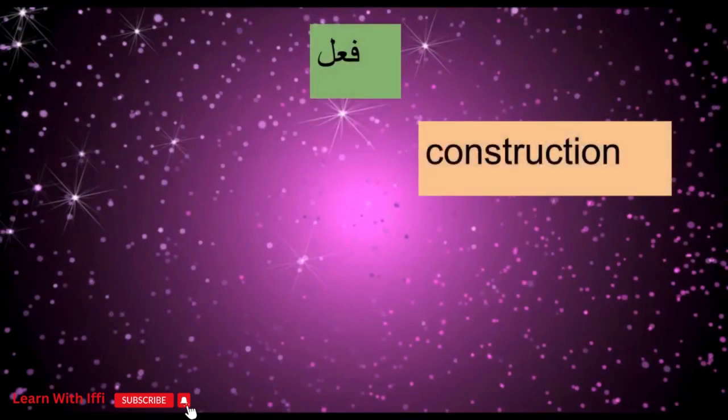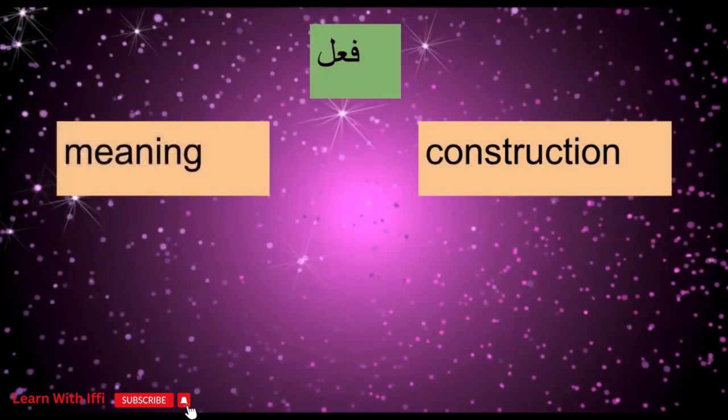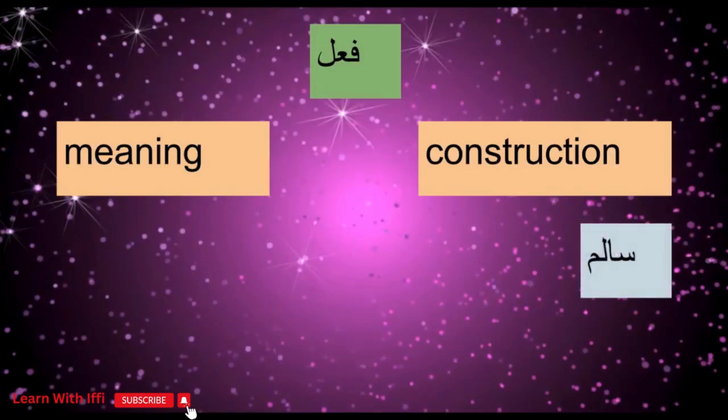The fa'al has two parts to it. One is how it is constructed, and second, what it means. Based on construction, we have what is called salim and what is called naqis. Naqis means it has weak letters, and salim means it does not have any weak letters.